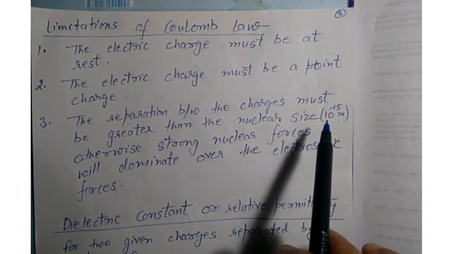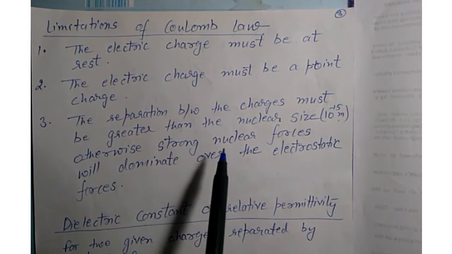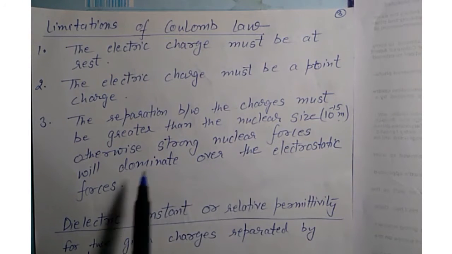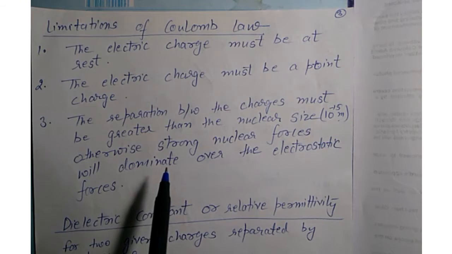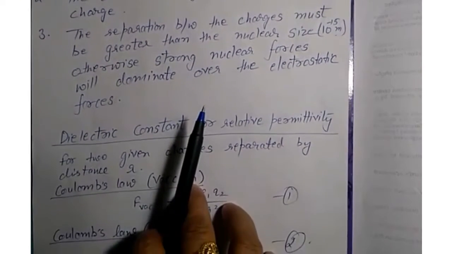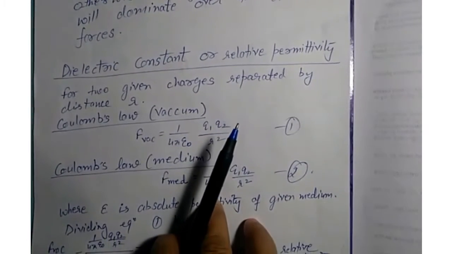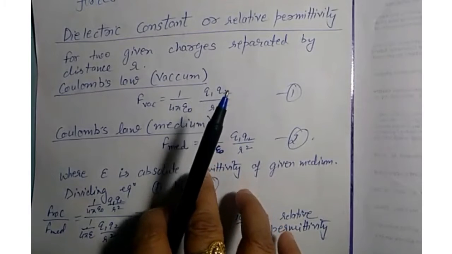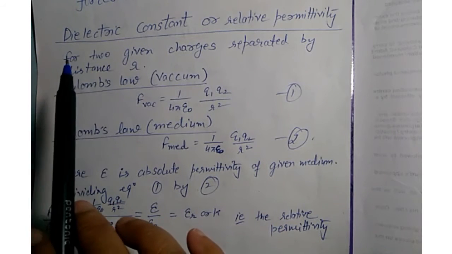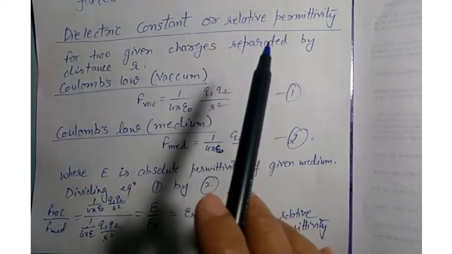Third, the separation between the charges must be greater than the nuclear size, that is the Fermi size, 10 raised to power minus 15 meter. Otherwise, the strong nuclear forces will dominate over the electrostatic force. You know that nuclear forces are the strongest forces that exist in nature. So they will dominate and the electrostatic force will become negligible in that case. The next topic is the dielectric constant or the relative permittivity.